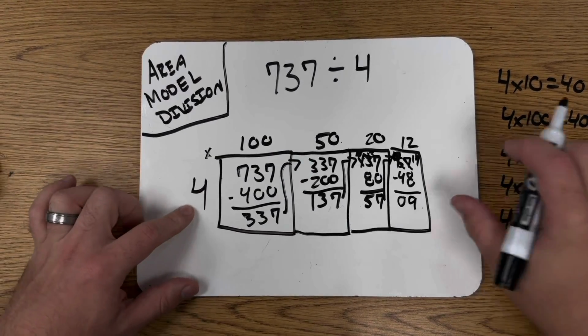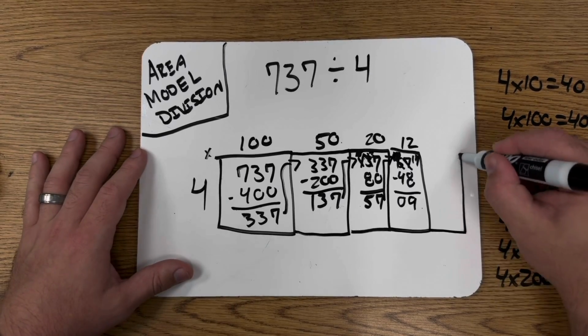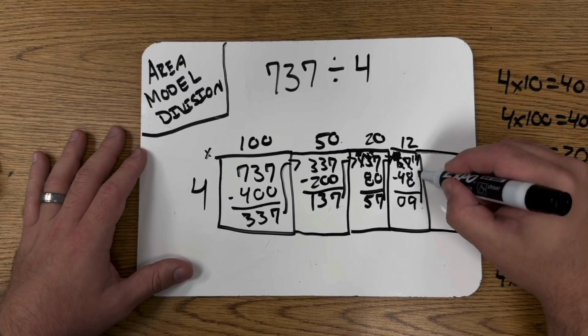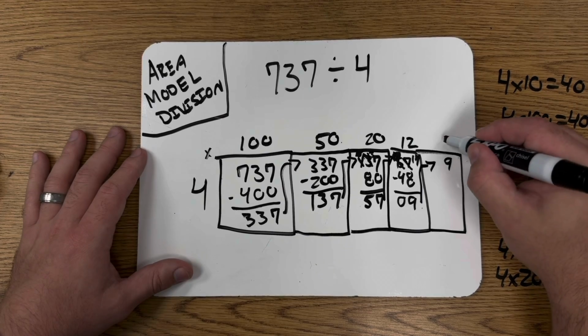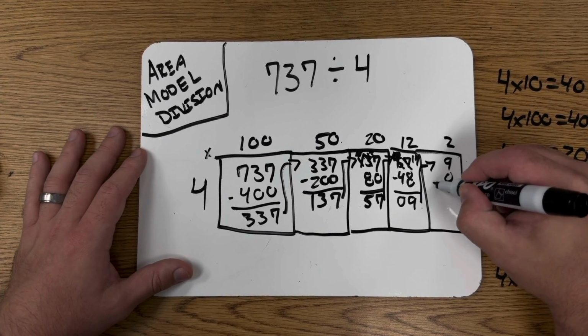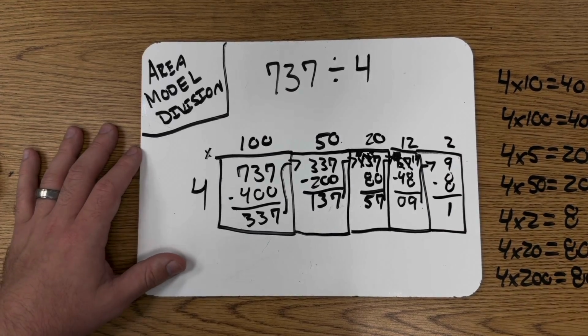Then I look at 4 and I look at 9 and I'm like, okay, one more step. I can do one more. I bring my 9 up. I can do a 2, which is going to give me an 8. And that ends up with a remainder of 1.